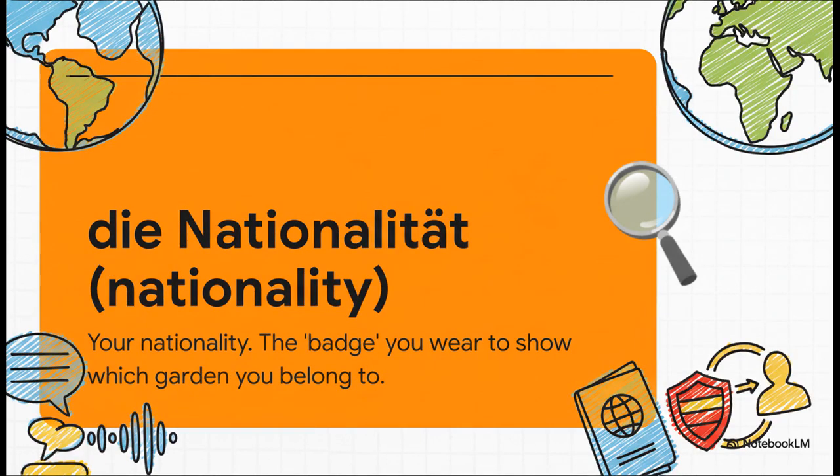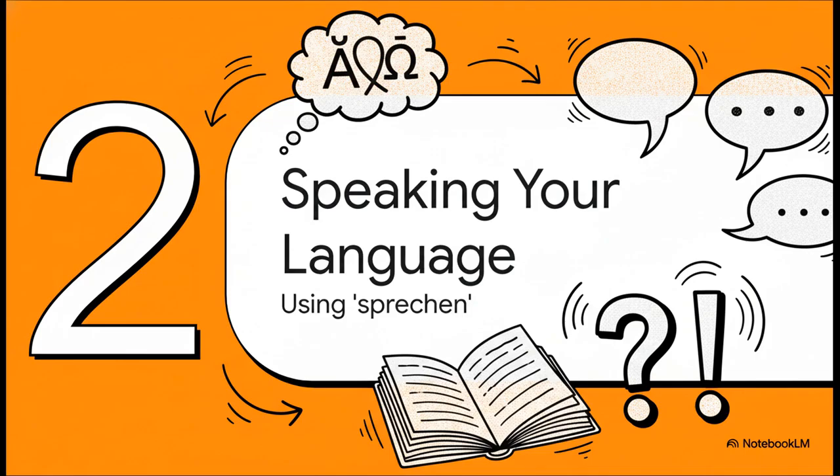And our third keyword here is die Nationalität. This one's all about your nationality. It's tied to your identity, your citizenship. So there you have it, the place, the way you communicate, and your identity. Simple enough, right? All right, now that we know the word for a language, how do we actually say what we speak? Well, for that, we're going to need one really important verb.